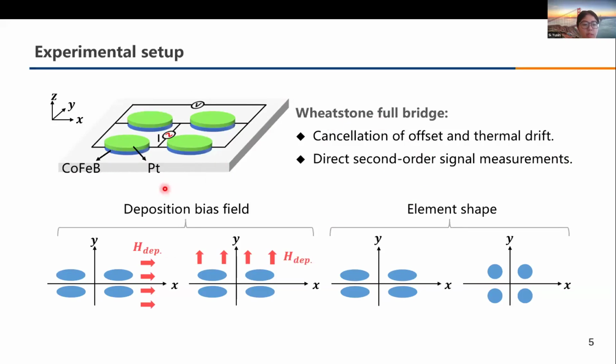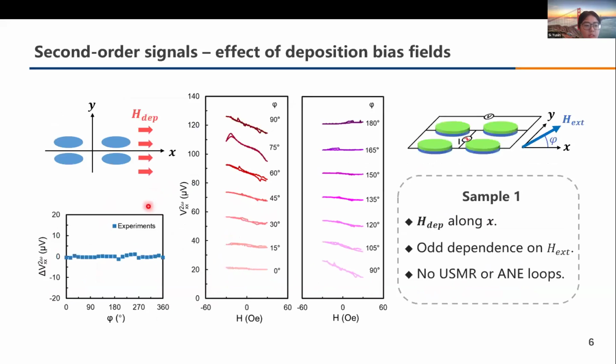With this setup, we investigate the magnetization switching process in samples with different types of in-plane anisotropy. By comparing their results, we will explore how factors like the deposition bias field and the element shapes affect the anisotropy and the magnetization switching process. The first sample is patterned in an ellipsoidal shape and deposited with a magnetic field along the x-axis.